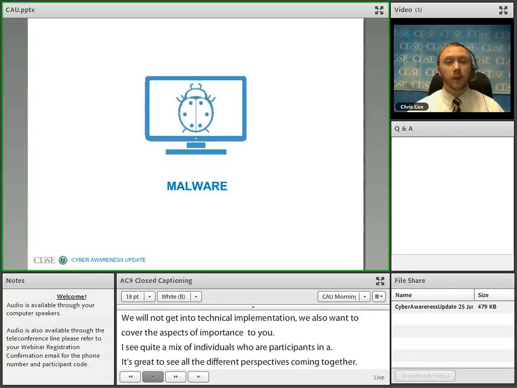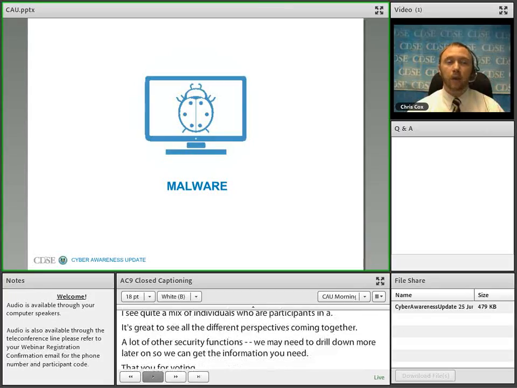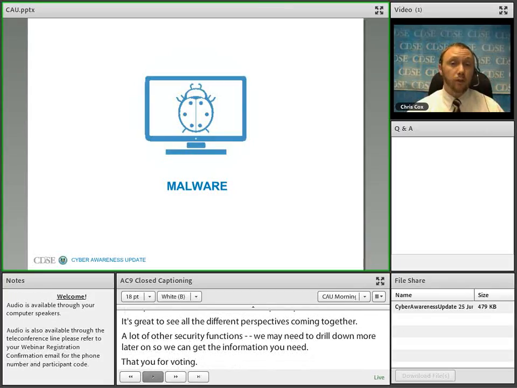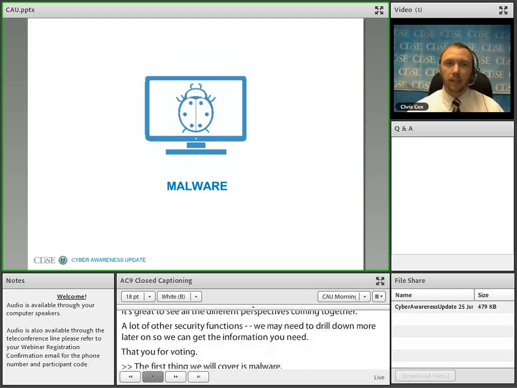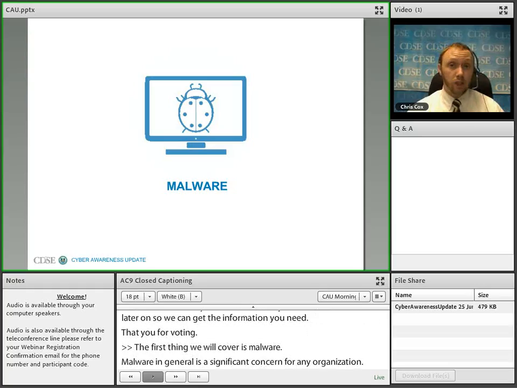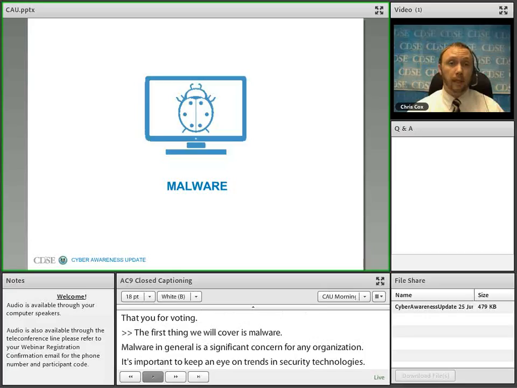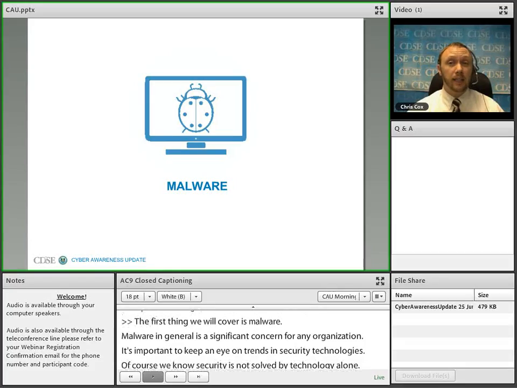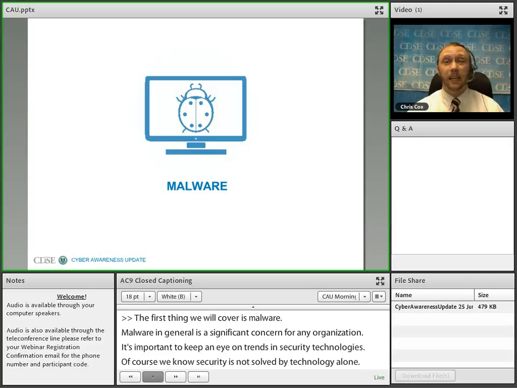So first we're going to cover malware. Malware in general is a significant concern for any organization, so it's very important to keep an eye on current trends and security technologies. But of course we know that security is not solved by technology alone. It's up to us to make sure that our users understand their role in protecting the organization from malware threats, especially when a careless click has the potential to impact the entire network.